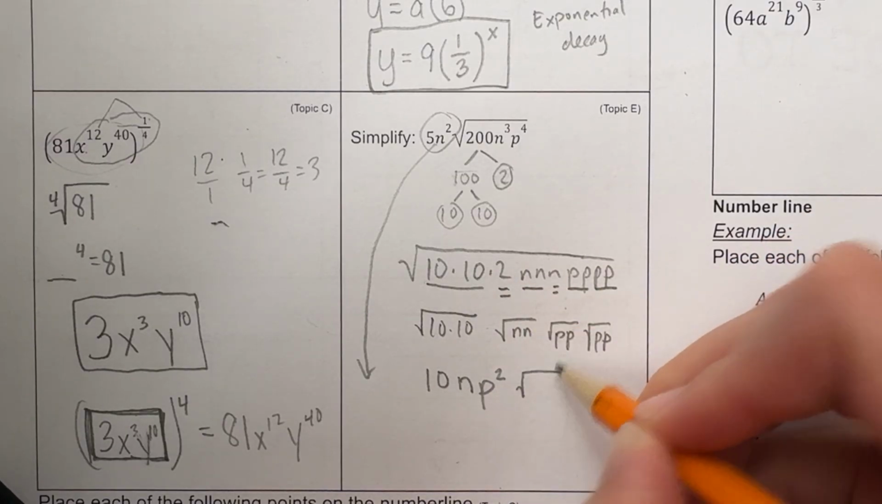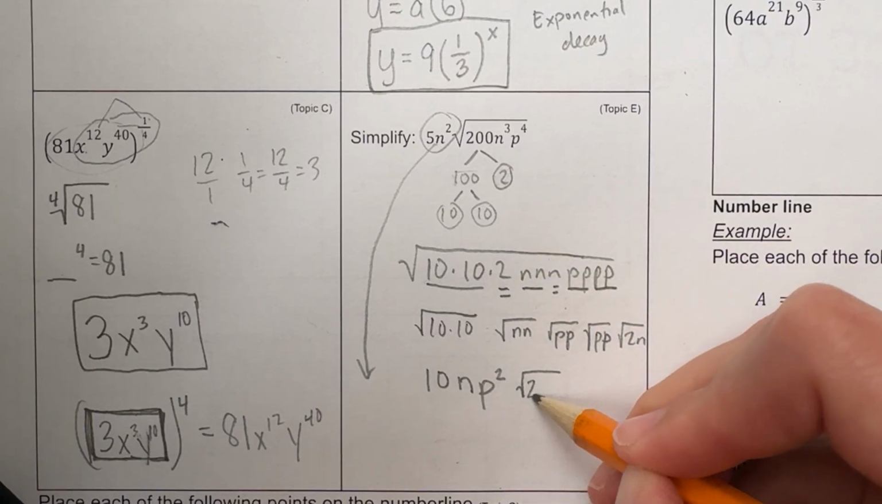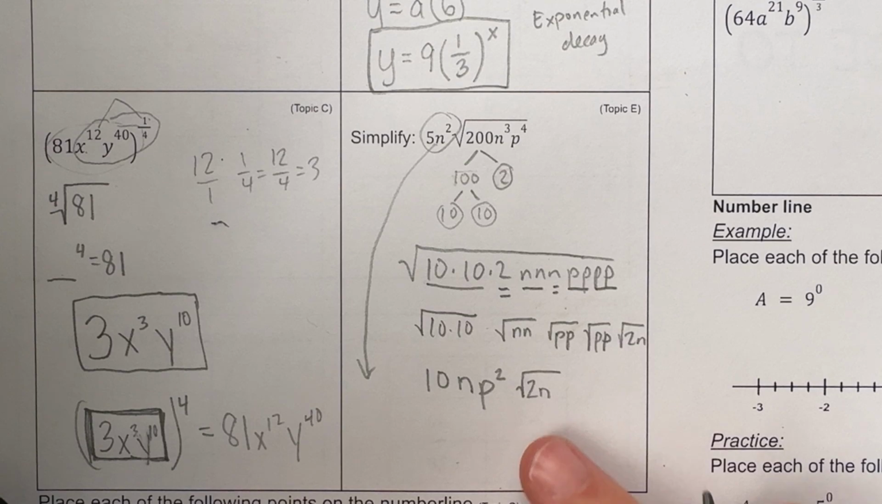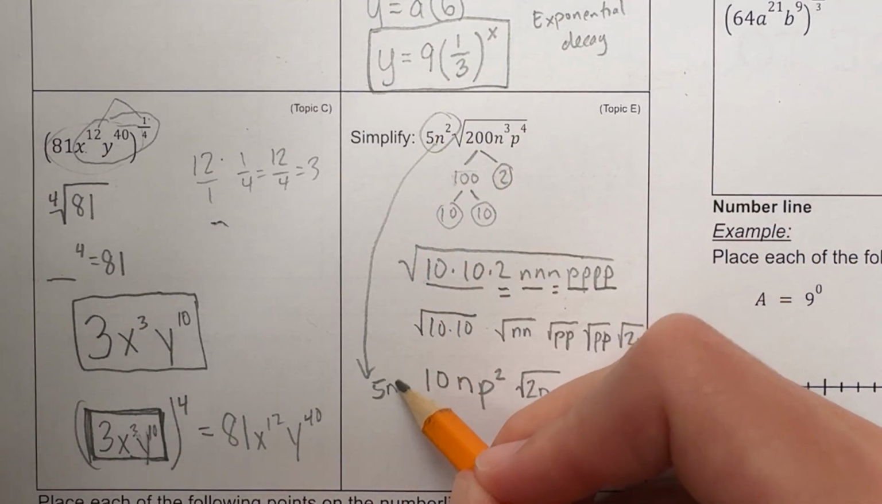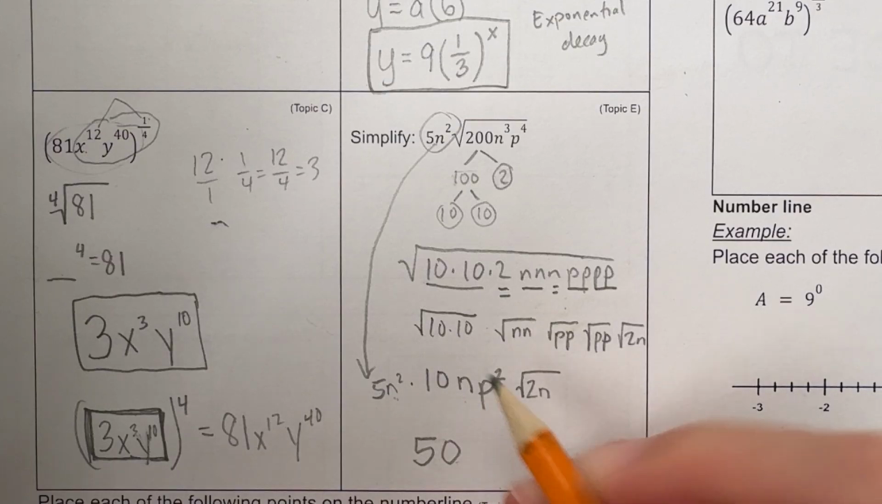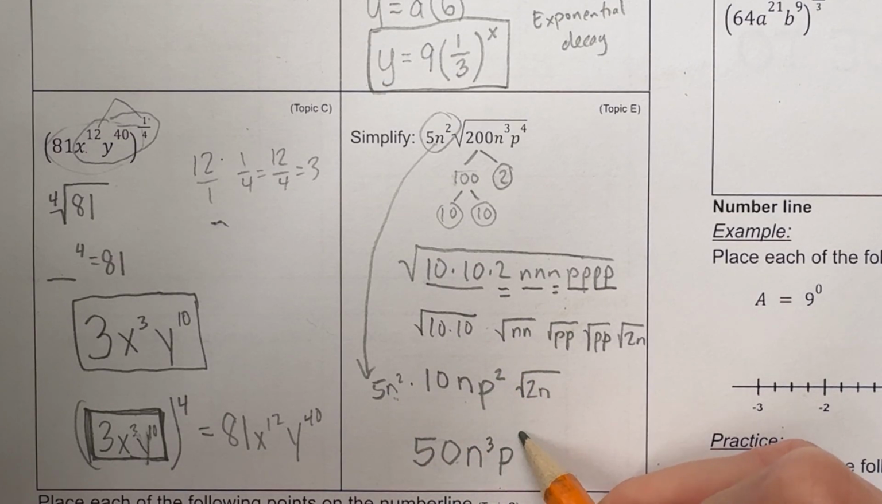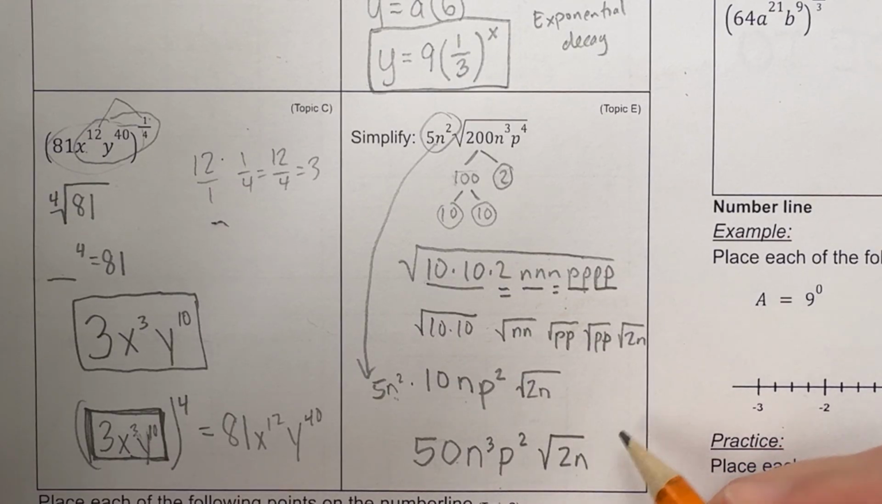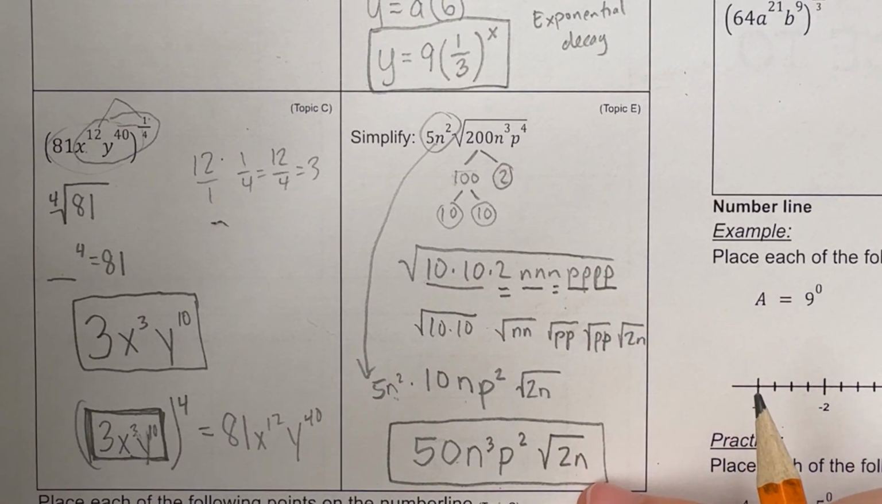And then my singles are what don't simplify, right? These guys just hang out at the end, and they can't simplify. We can't take the square root. We can't come out of the square root sign. And so I have one more step, which is to multiply this 5n squared on the outside. 5 times 10 is 50. This is n times n times n. That's n to the 3rd. And then I have these 2 p's, and then still this square root of 2n. And this is a situation where you really have to be neat, because you can see there's a lot of pieces. So make sure you don't lose track.